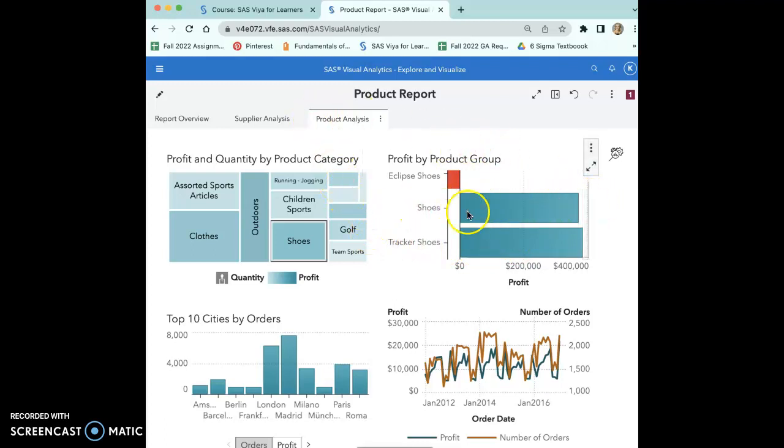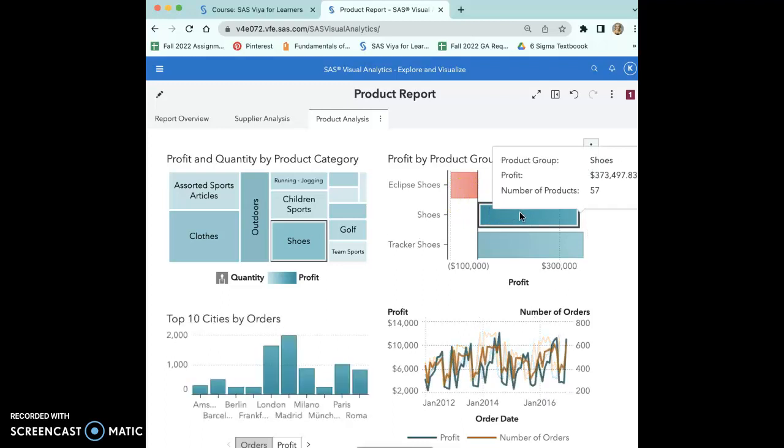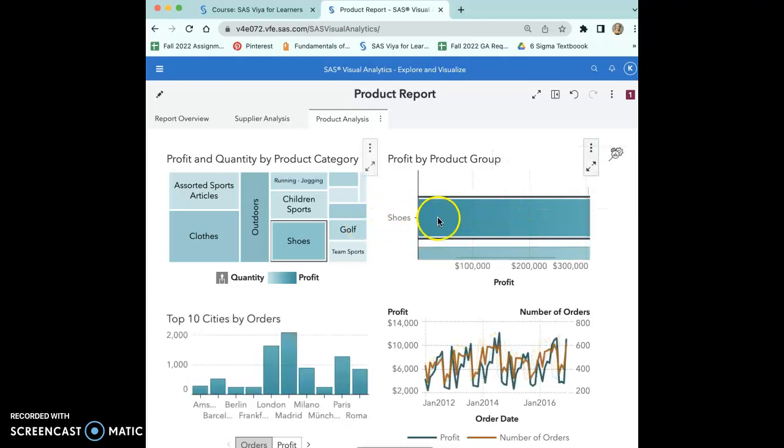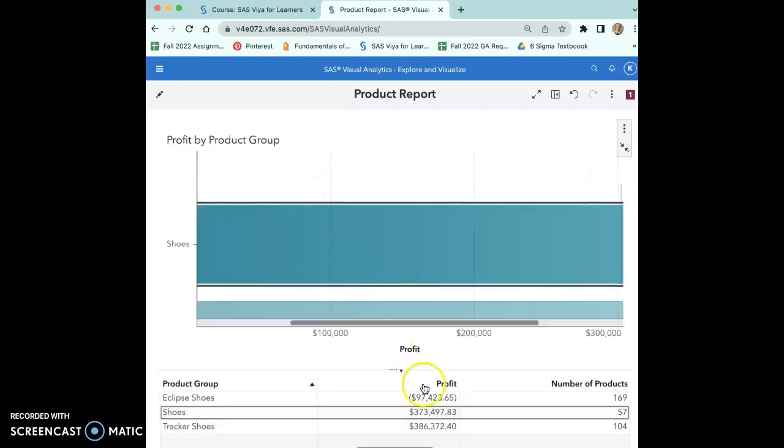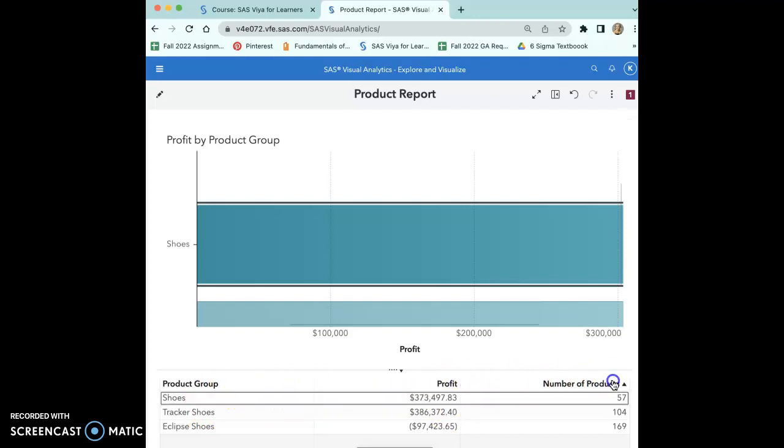specifics. Shoes, if we click on or hover over this box. Oh, my mouse is doing something silly. We can see by product group, and we can see their profits and their number of products as well and sort them in whatever order we like. So shoes has the least number of products, and followed by Tracker shoes and Eclipse shoes.